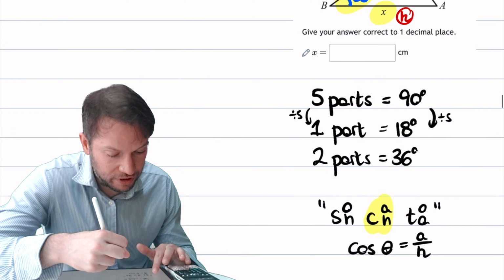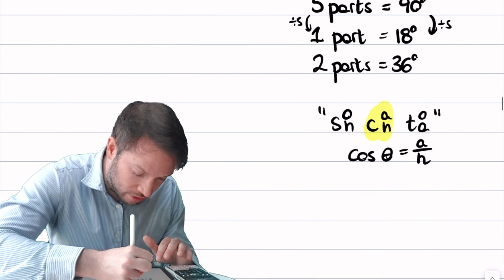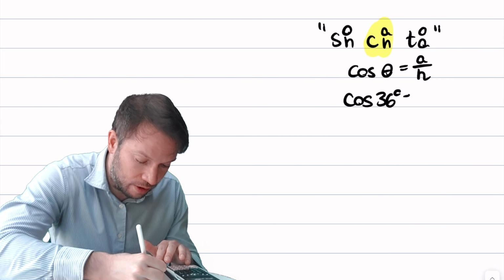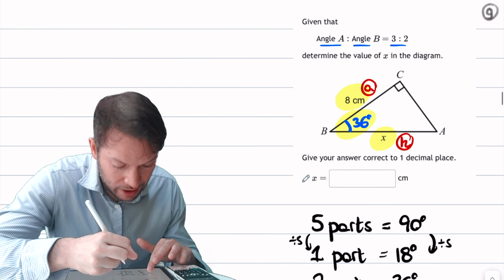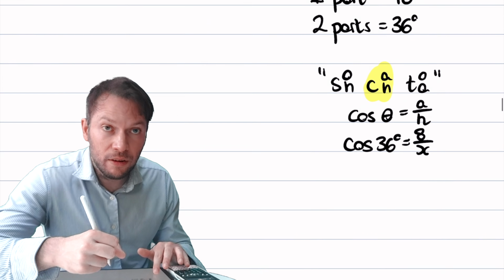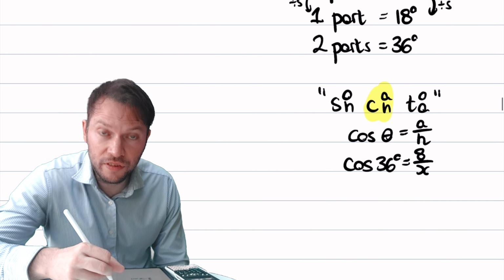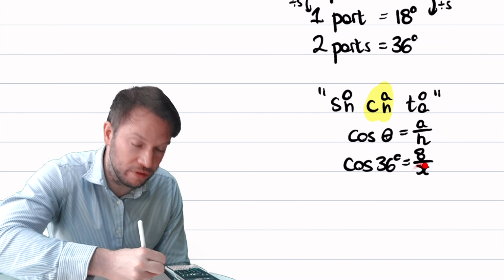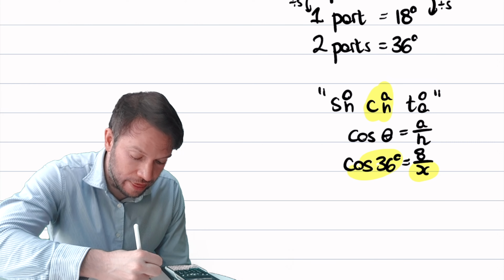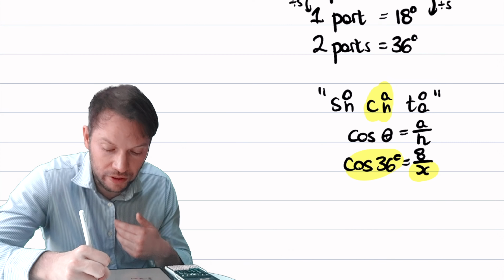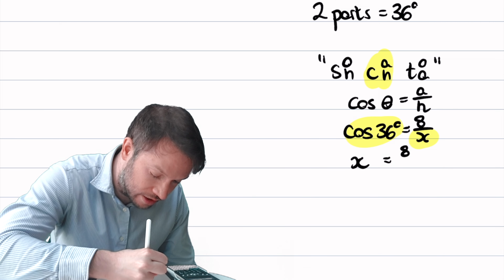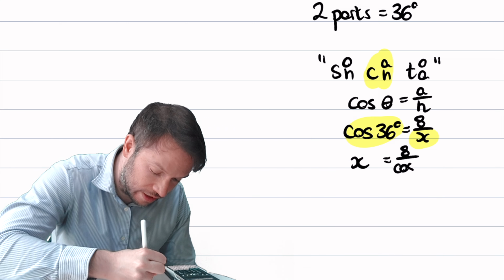So let's now just substitute in our values. It's cos of the angle of interest, which is 36 degrees, equals A over H, which is 8 over x. Now, do you remember the quick way to solve an equation like this, where the variable's in the denominator, where you can swap the thing that you're dividing by and the result of the calculation? I explored that in a previous video. So if you swap those, you just get x is equal to 8 divided by cos of 36.